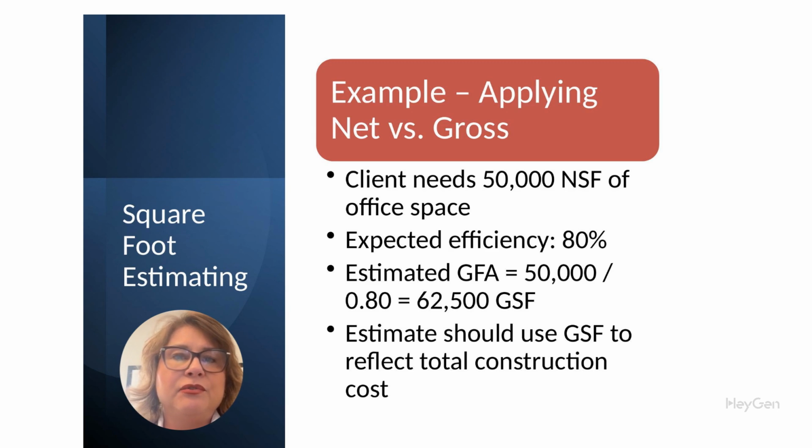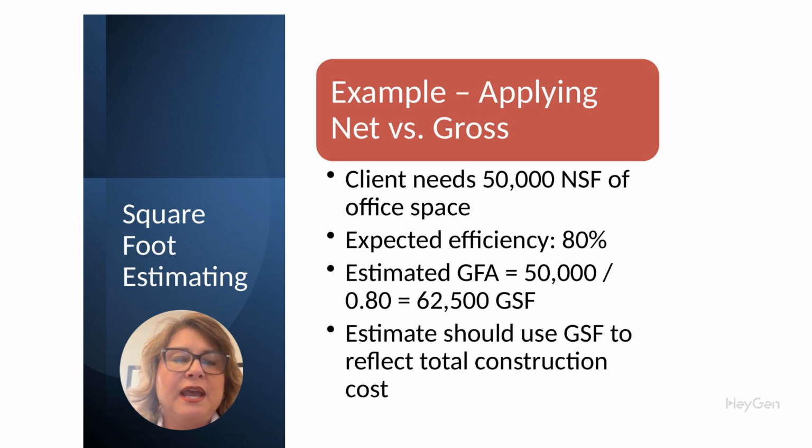To figure out the gross floor area, we use something called the efficiency ratio, which compares how much of the building is actually usable. The formula is efficiency equals net floor area divided by gross floor area. Now, in this example, the efficiency is given as 80% or 0.80. To find gross floor area, we rearrange the formula. Gross floor area equals net floor area divided by efficiency. Now plug in the numbers. Gross floor area equals 50,000 divided by 0.80, which gives us 62,500 gross square feet.